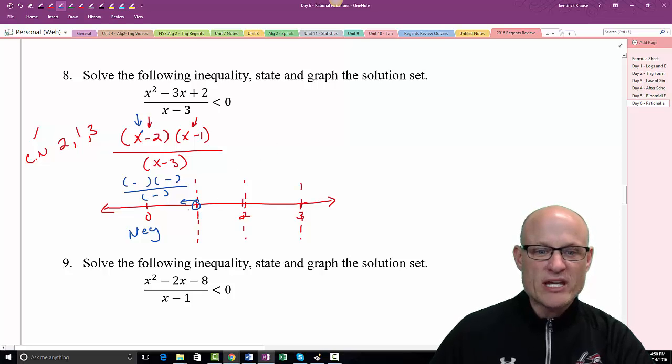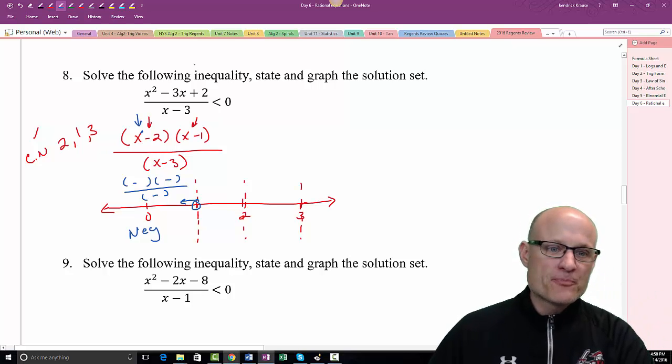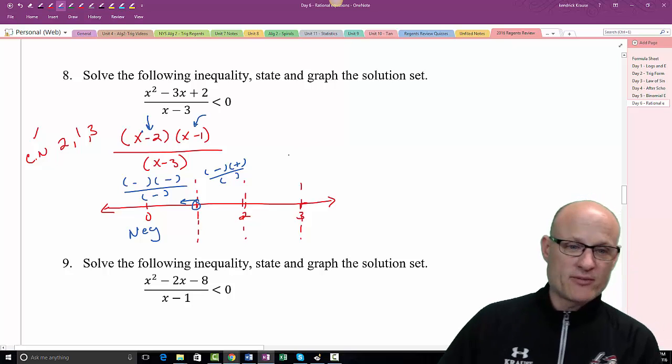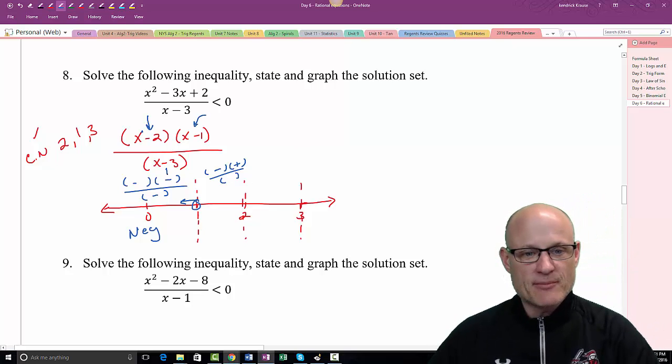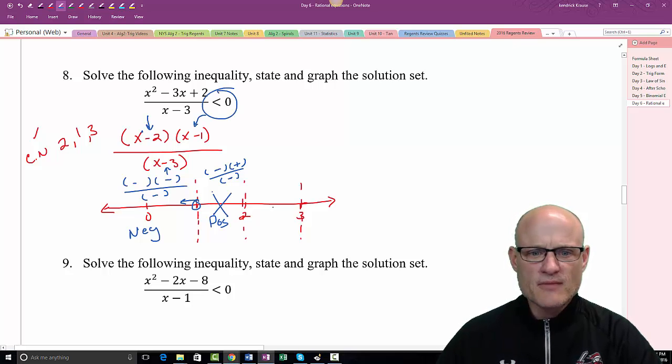Now I'm going to check a number in between 1 and 2, like 1.5. If I put 1.5 in here, that's negative. If I put 1.5 in here, that's actually positive. It's positive, 1.5 minus 1. That's positive. And then if I put 1.5 in the denominator, I get a negative. So 2 negatives make a positive. So in between here is positive, and that's not what I want. So I don't want this. I want negative.